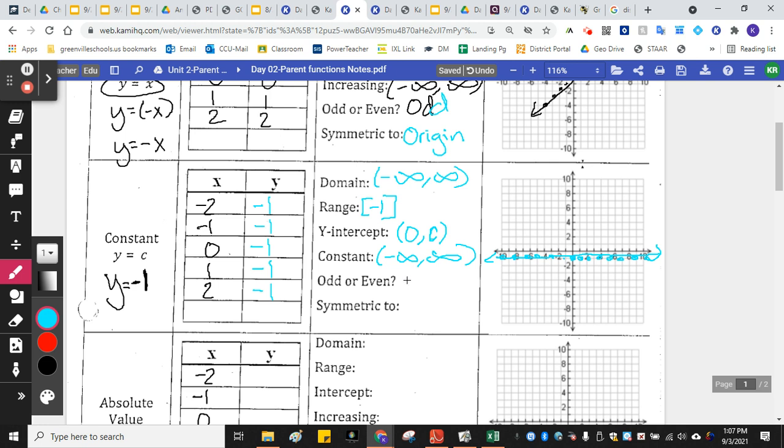If you plug in negative x to the x of this equation, which there isn't one, you're going to get the exact same equation out. So it's even. Symmetric to the x-axis, y-axis, or origin? Y-axis. Because you want to fold it in half over the y-axis. So if I fold this graph over the y-axis, this part's going to fit on top of that part.